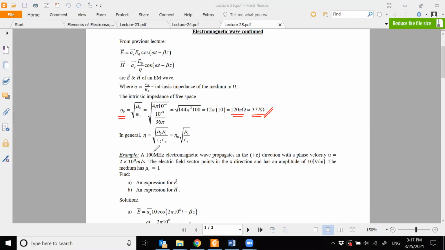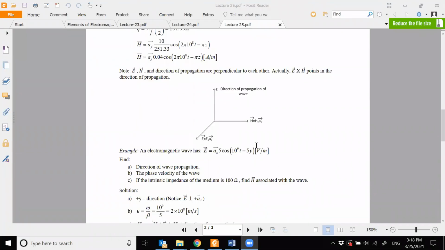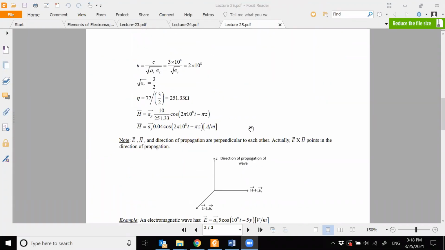And if you want to generalize it, it is the root of mu 0 mu r over epsilon 0 epsilon r, which is nothing but eta 0 root of mu r over epsilon r. Okay, and now looking at the directions and other things, we will take this example and this direction and discuss it in our next class.